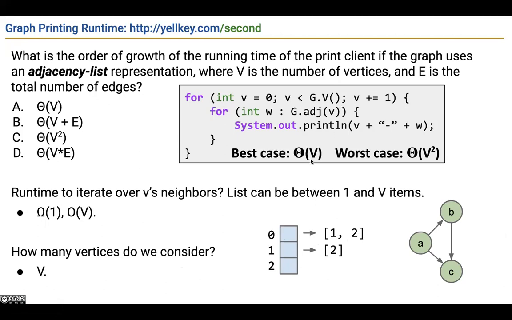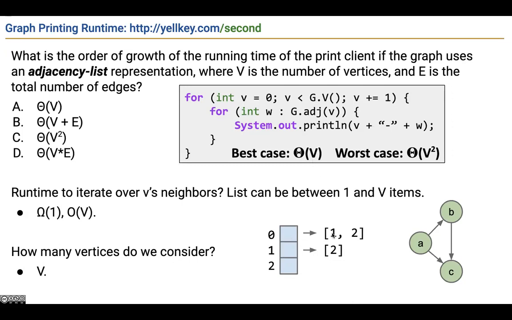So in the best case, I have theta of V. That would be the case in which there are lots of vertices, but nobody has made any friends. There are no edges. So I would just go through the first one, empty. Second one, empty. Third one, empty, empty, empty. And I would just go through V vertices, find out that all of them are empty, and print out nothing. That would be a very depressing graph, but it would be a theta of V runtime.